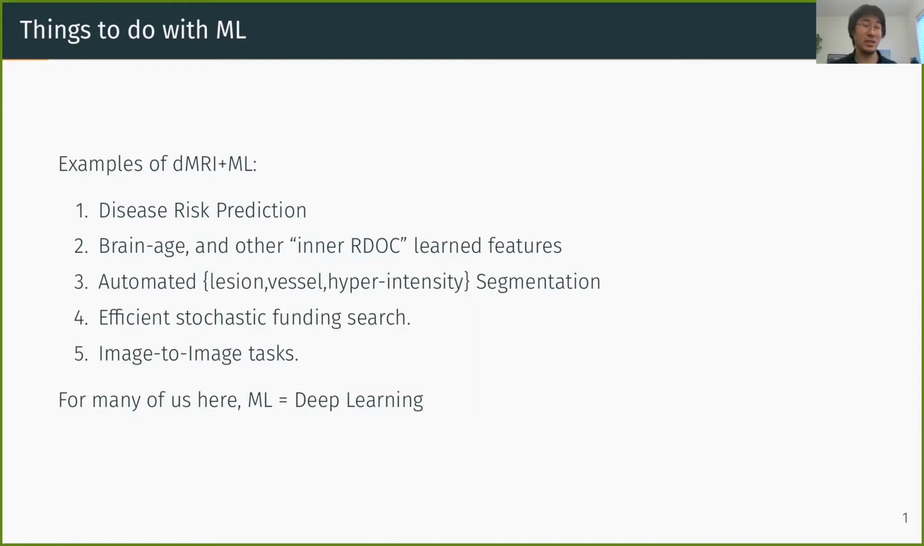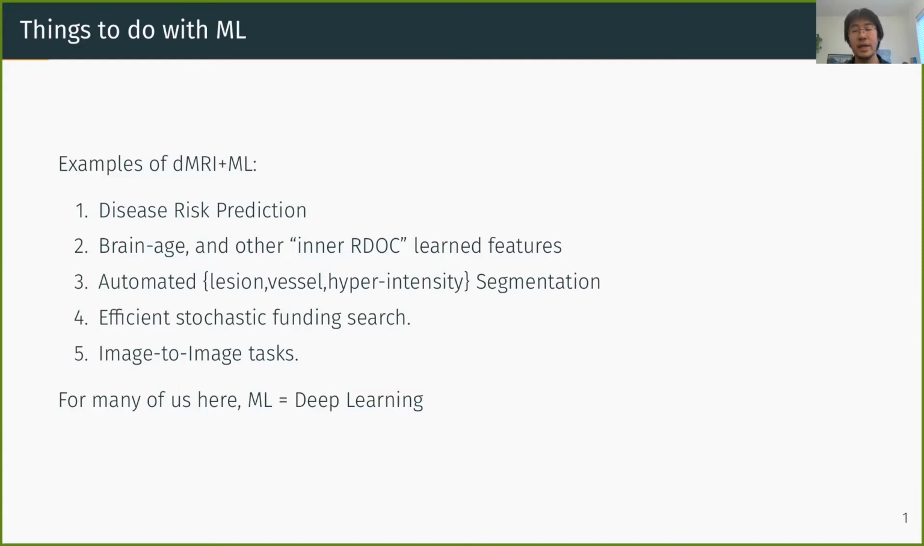Of course, machine learning's promise for automating the laborious stuff means that it's been used to do automated segmentation, automated lesion, vessel, hyperintensity. You know, even the most basic brain segmentation is a machine learning application, right? And even more recently than that, we've been seeing image-to-image tasks. So from a diffusion image, trying to predict other image or spatial field valued outputs, right?